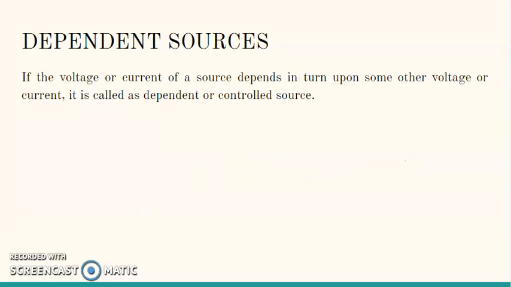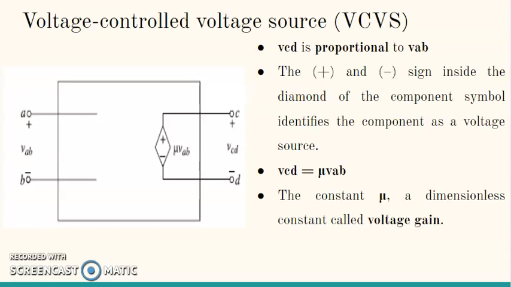Coming to dependent sources, the value of voltage or current of such a source depends on some other voltage or current, and that is why they are called dependent or controlled sources. The first is the voltage controlled voltage source. It is basically a voltage source, and the value of its output voltage is controlled by some other voltage present in the circuit. Again, it is a two terminal electrical component.